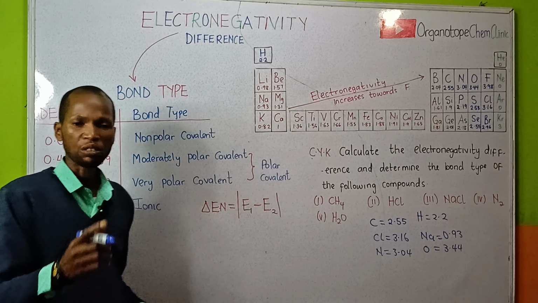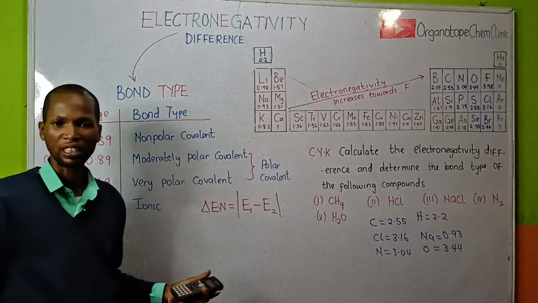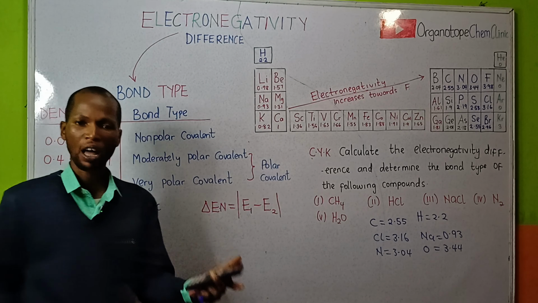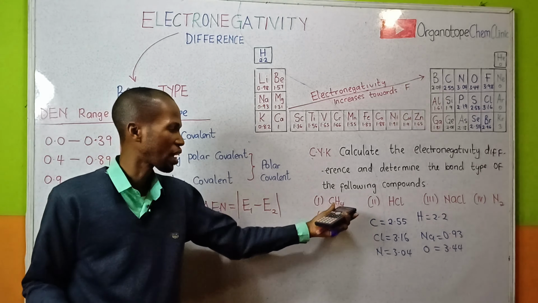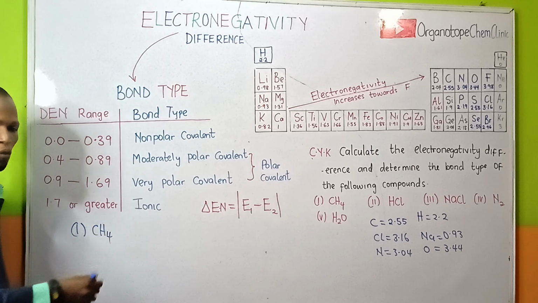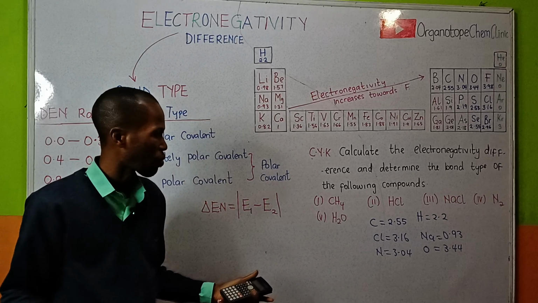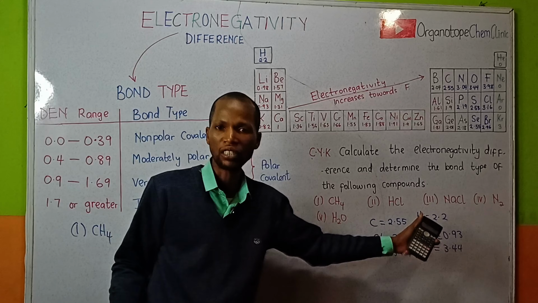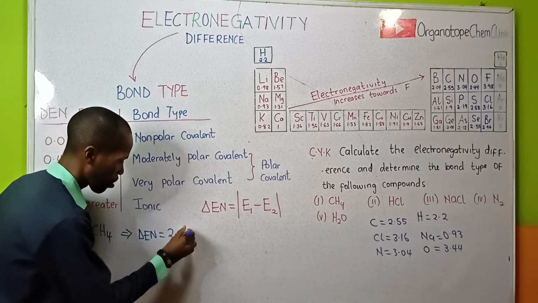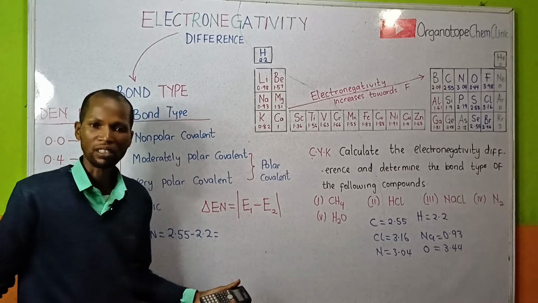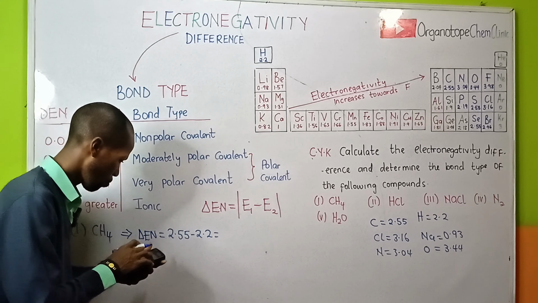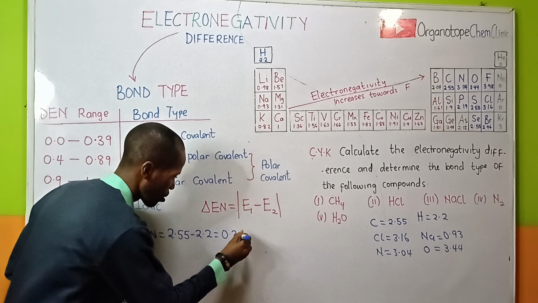And also, when the electronegativity difference is 1.7 beyond, the bond type is said to be what? Ionic. Note that in order to determine the electronegativity difference, we need to subtract the lower value of electronegativity from higher value. So let's take, for instance, in the case of methane, we have CH4. What is the electronegativity of carbon? 2.55, and that of hydrogen is 2.2. So we have 2.55 minus 2.2. What is the difference between these two electronegativity value? We have, from the calculator, we have 0.35.